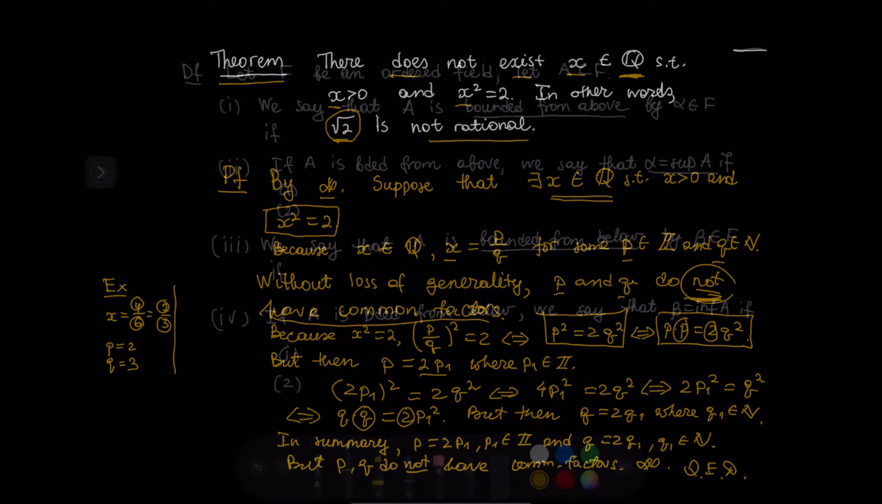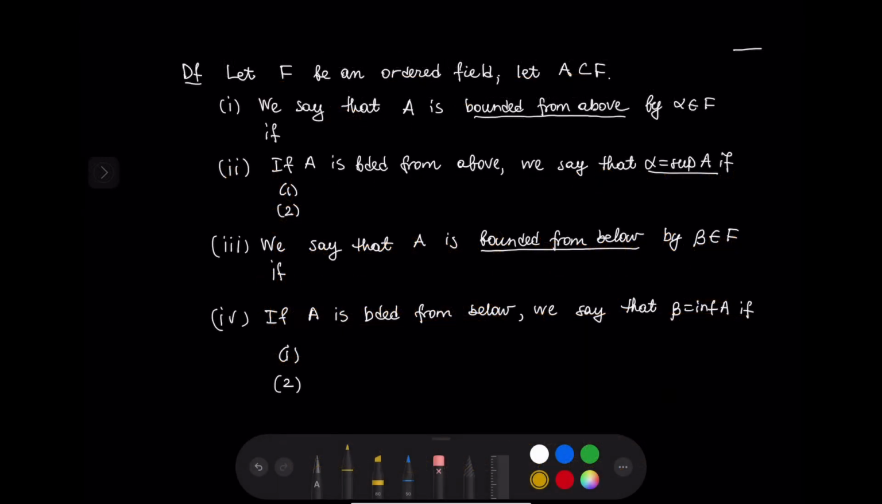So QED. So our next task is to formulate the completeness axiom of real numbers. We now understand that we need numbers that are beyond rational numbers. So it's going to take us a few steps to formulate the completeness axiom of real numbers. And the first step is to define a set bounded from above, a set bounded from below, and we are going to define what is a supremum, and what is an infimum.